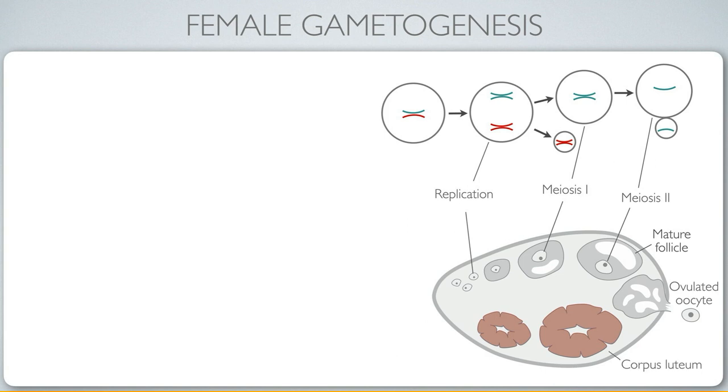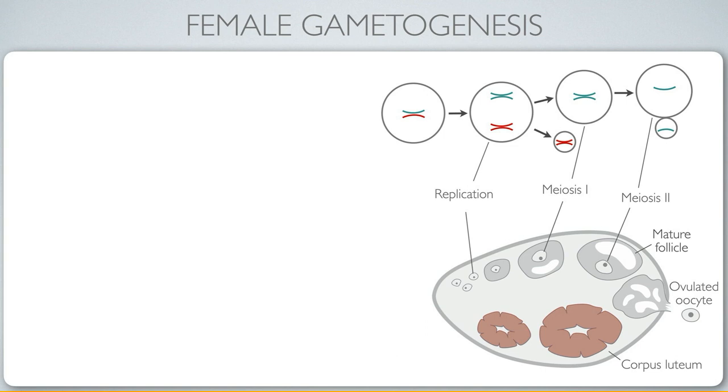Now, after ovulation, this is called the ovulated oocyte, or we'll just refer to it as an egg. After ovulation, this follicle becomes an important structure that eventually dissolves away. It's called the corpus luteum. So the corpus luteum produces progesterone and estrogen, which are important hormones that we'll discuss later.